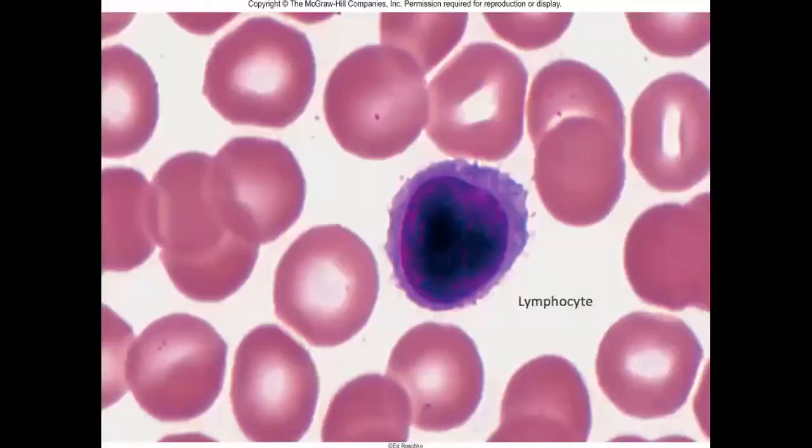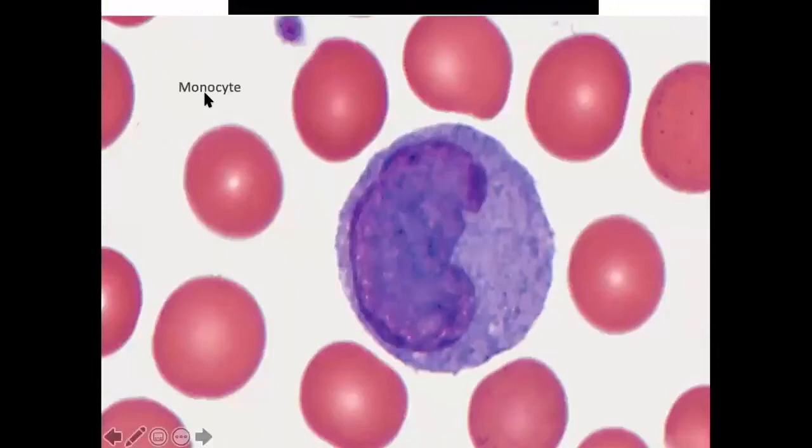All right, this next one, the lymphocyte. You'll notice that the nucleus takes up just about the entire cell. It ends with "cyte," so this is an agranulocyte, no granules. Next one, monocyte, so still agranulocyte, no granules in there. The nucleus for this one usually looks like a kidney bean. Sometimes it looks like a horseshoe. This is probably the exact picture you'll see on the exam.